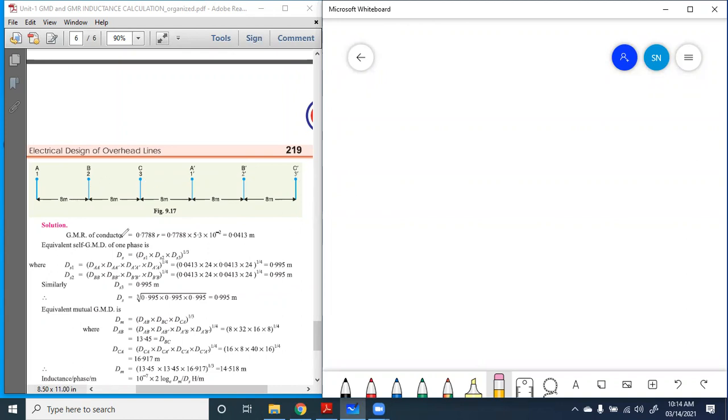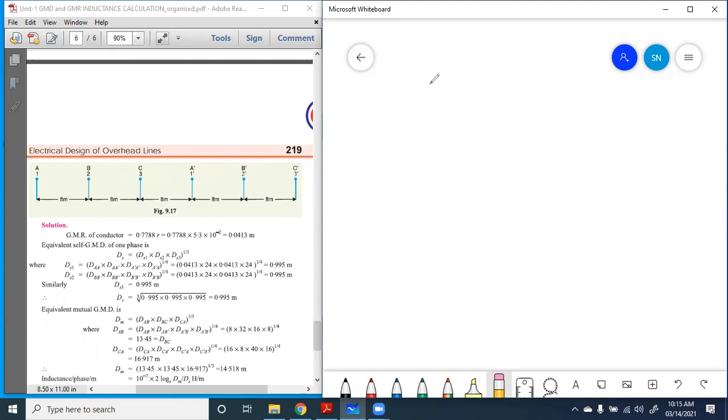In this case, the six phases are arranged in the horizontal plane. A, B, C are at positions 1, 2, 3, and A dash, B dash, and C dash are at positions 1 dash, 2 dash, and 3 dash. Distance between the conductors: phase A to phase B is 8 meter, phase B to C 8 meter, phase C to A dash 8 meter, phase A dash to B dash 8 meter, phase B dash to C dash 8 meter.